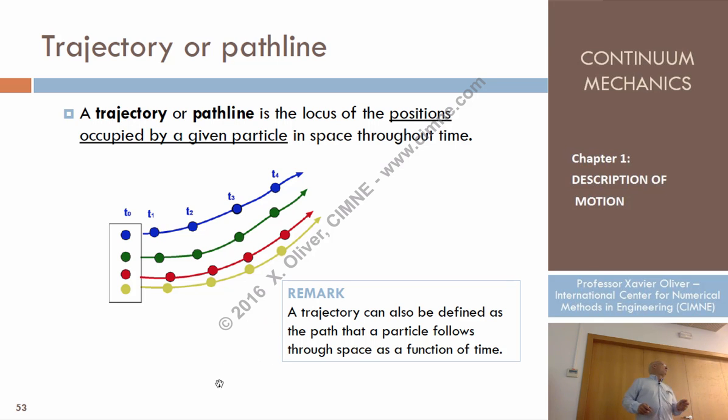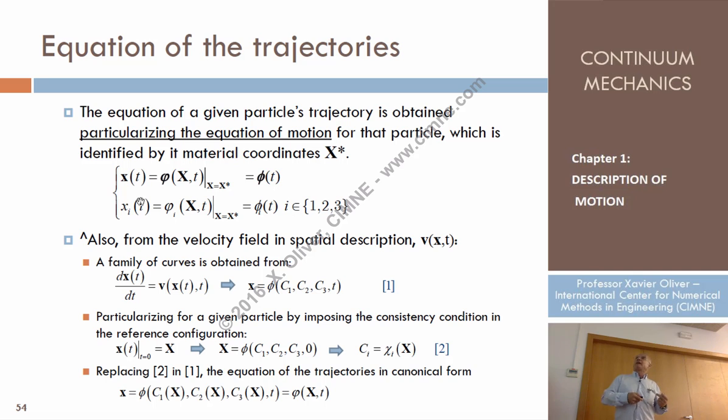Okay? How do we obtain the mathematical equation of the trajectory? Well, it's a trivial issue if you know the equations of motion. What are the equations of motion? The equations of motion provide the spatial position along time of all the particles identified by the label of the particle, by the material coordinates, and time. If I just specify a specific particle here, for instance, x equal capital X star, then I obtain three functions of time, which are the three components of that line which we call trajectory.